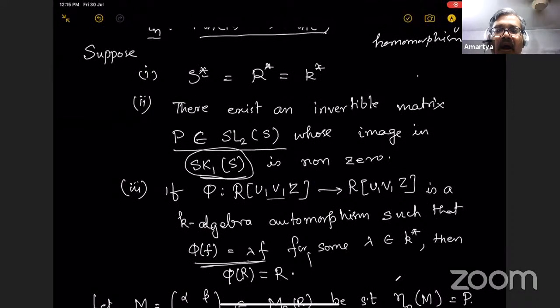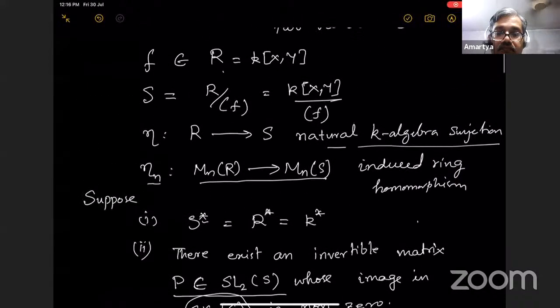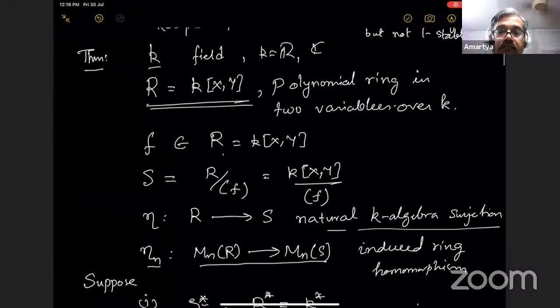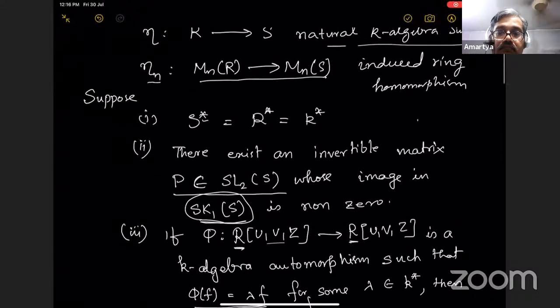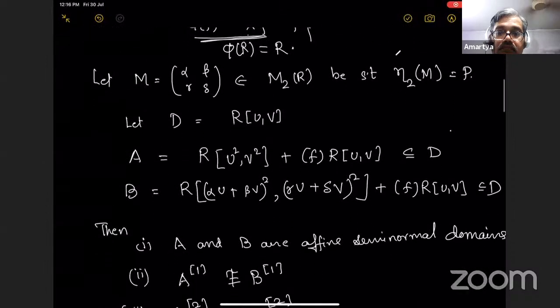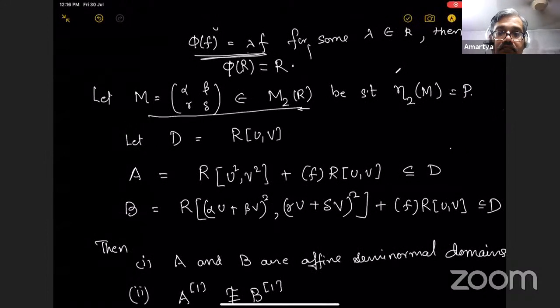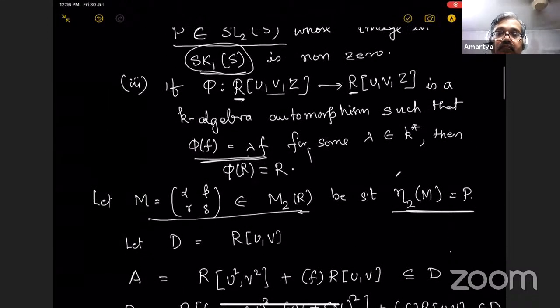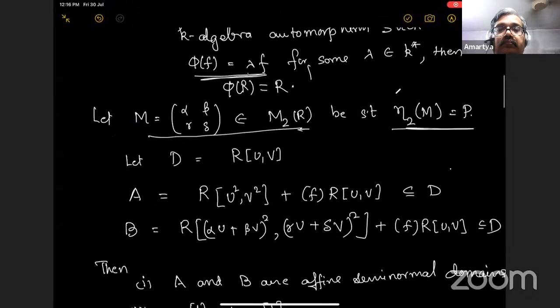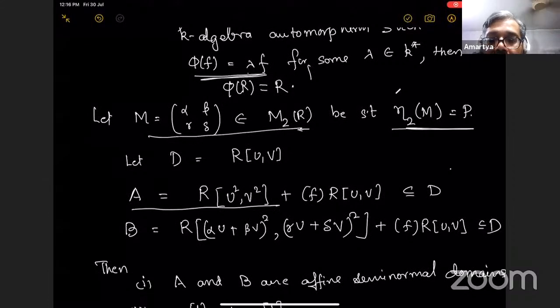The ideal generated by that is fixed. If this is the case, then phi should also fix the ring R. So F should be so special. If we can choose such an F in the polynomial ring K[x,y] which satisfies these three properties, then we have these examples, and this is the construction of the example. So choose the matrix M in M2 of R such that its image is my P. P is that chosen element. And then I construct this ring A. R is the polynomial ring K[x,y], and then A is R[U^2, V^2, F·RUV], which is a subring of the ring D.